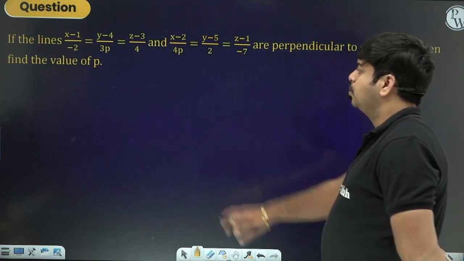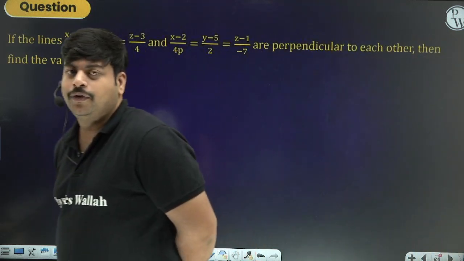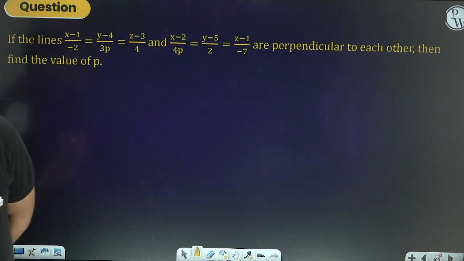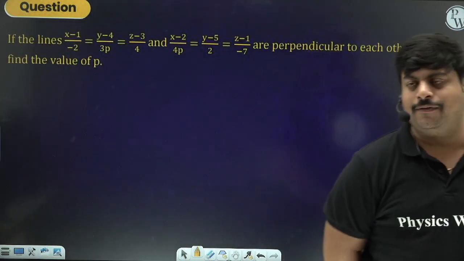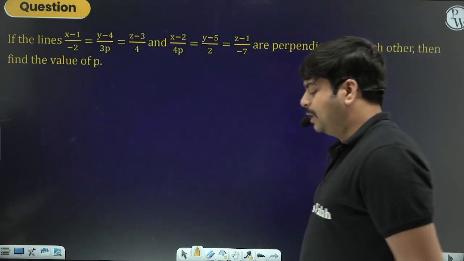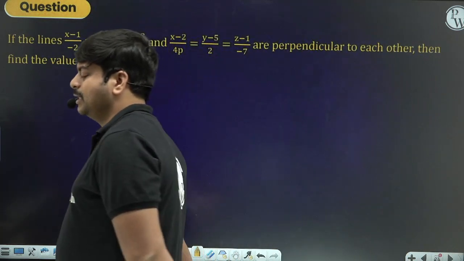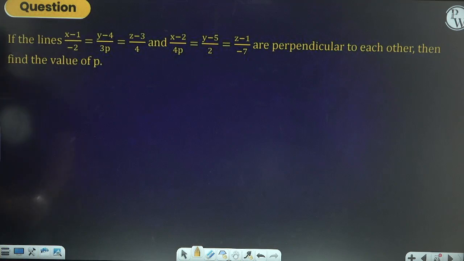Given that these two lines are perpendicular to each other, what we know when they're perpendicular is A1 A2 plus B1 B2 plus C1 C2 is equal to 0, or L1 L2 plus M1 M2 plus N1 N2 is equal to 0. So, please do that. What is ABC? What is A1 B1 C1? What is A2 B2 C2? Please do that fast, quick, everyone.